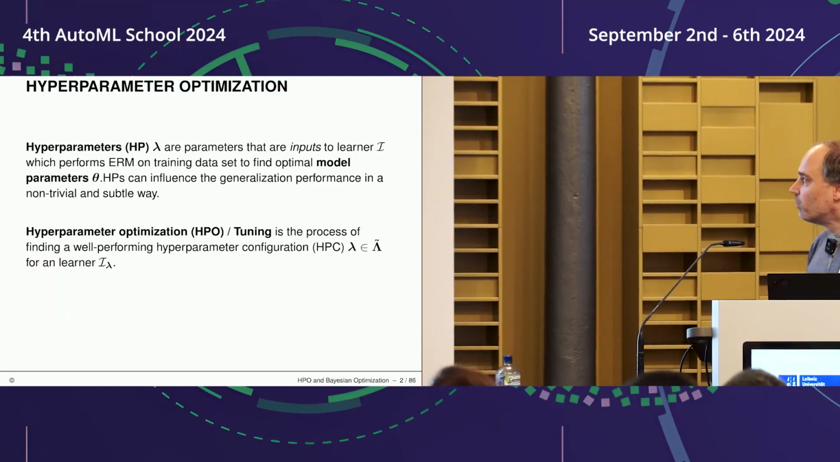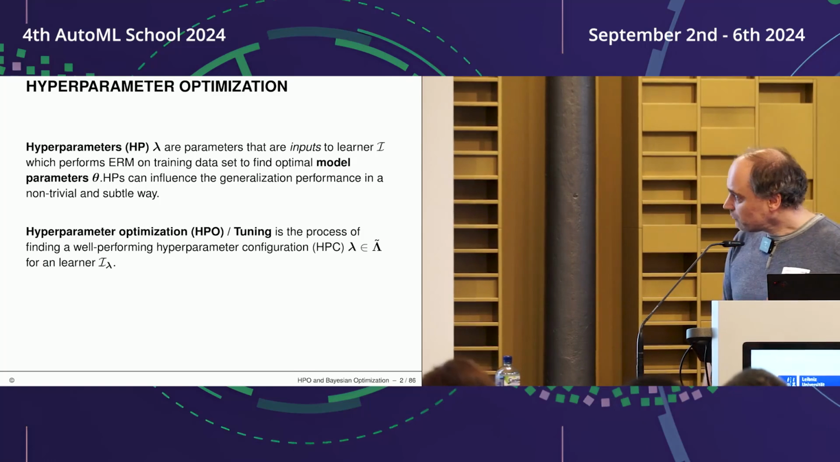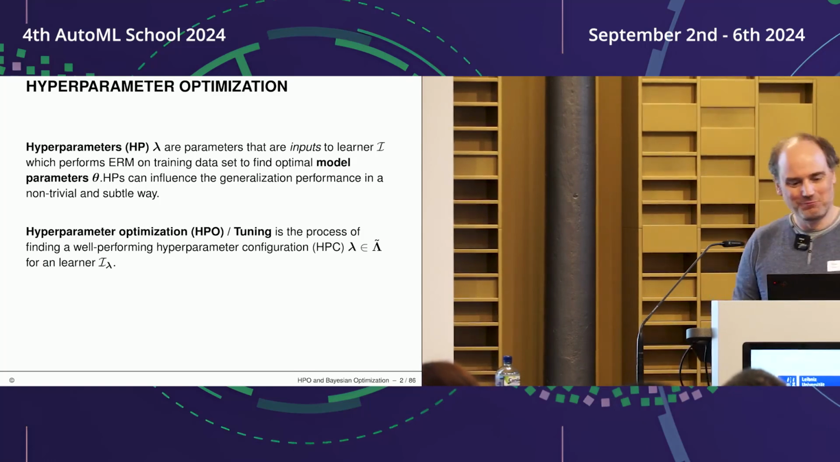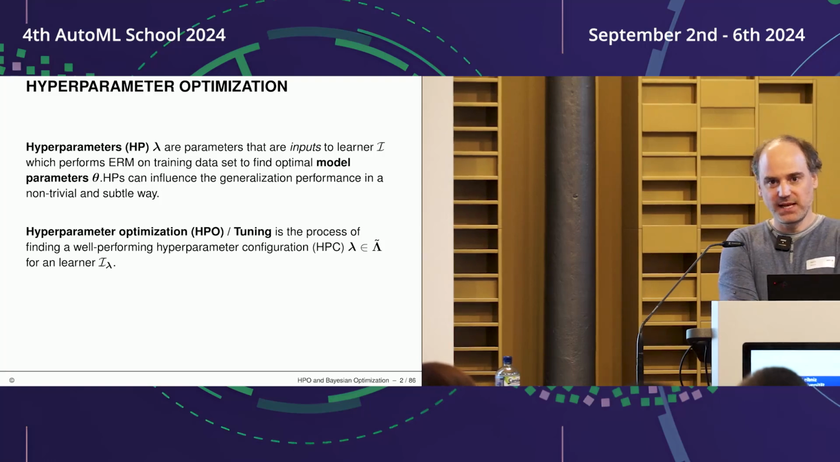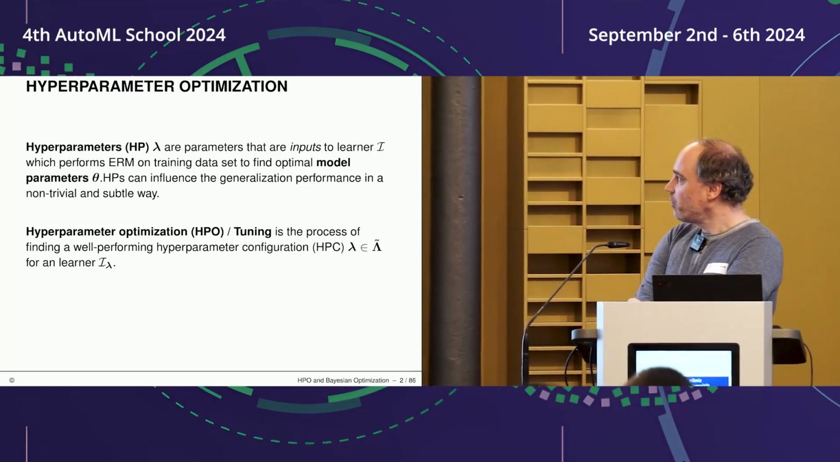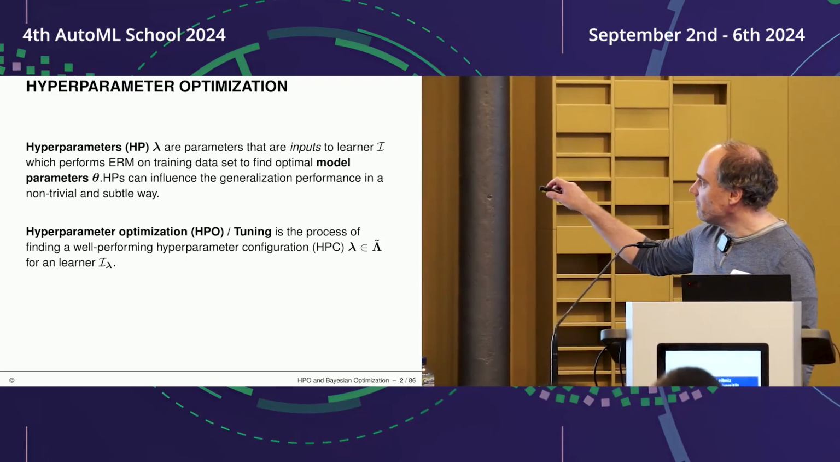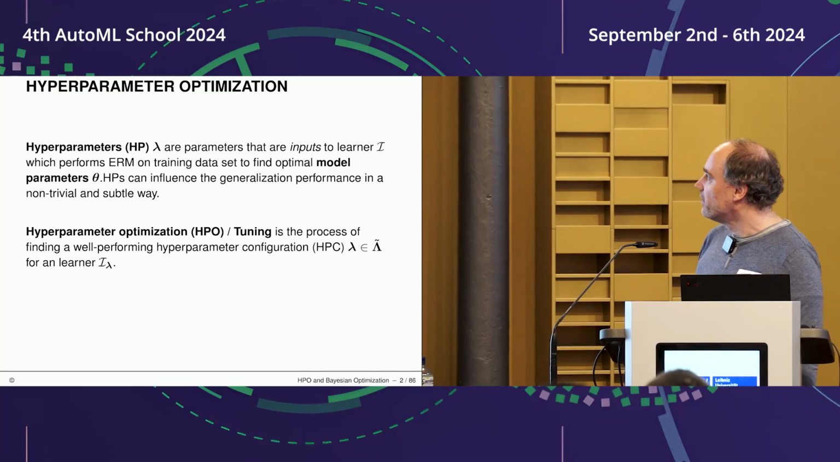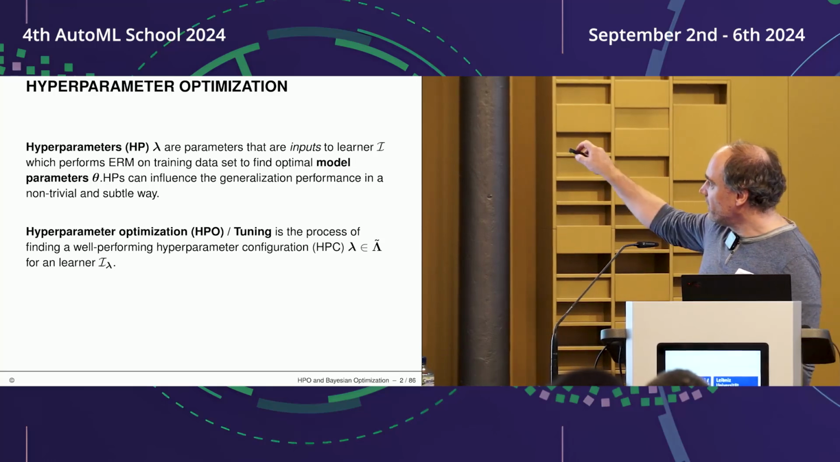Okay, let's start. So what are we actually talking about here? We are talking about hyperparameter optimization, tuning. In the old days, this was also called model selection, and nowadays I guess it's very often called AutoML. Hyperparameters, which I will usually denote here with a lambda, are actually inputs to our learning algorithm I.